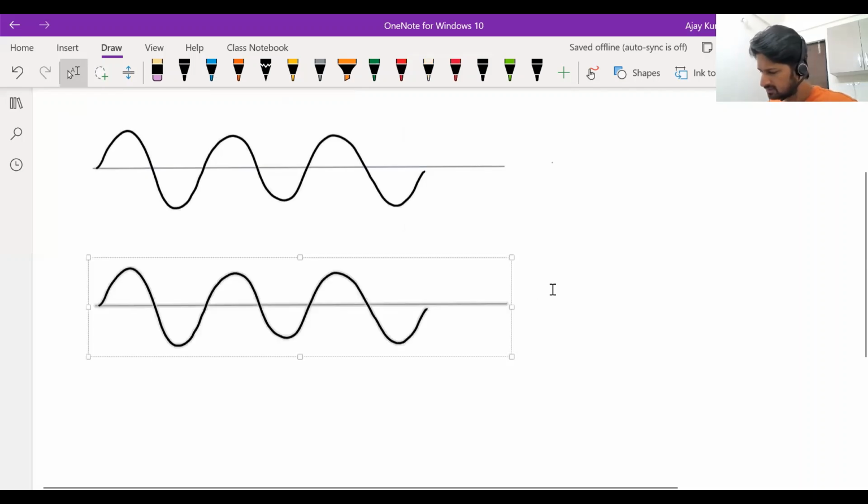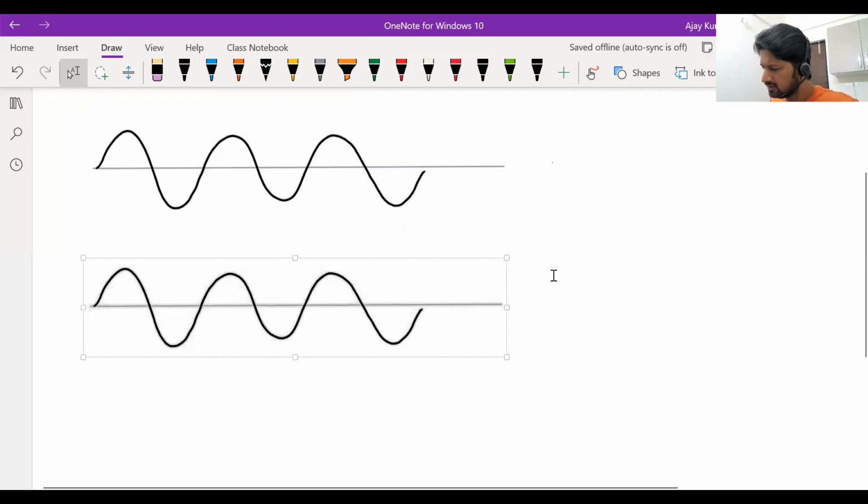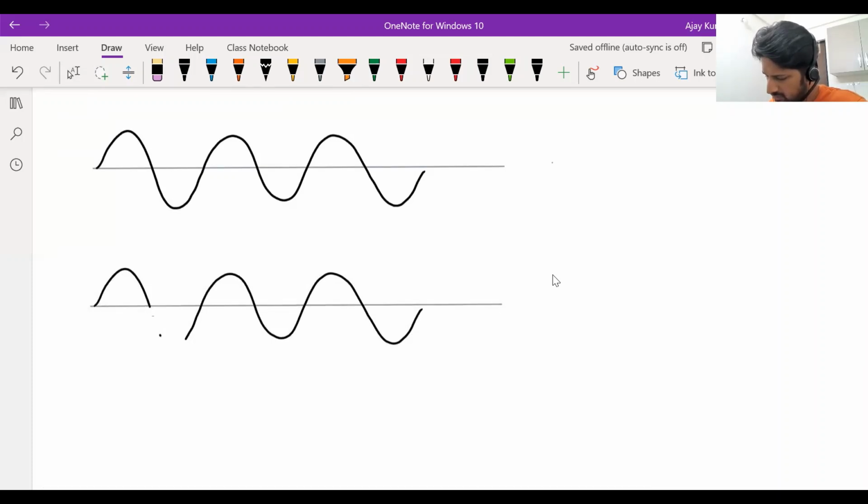So basically what happens, suppose you remove the negative half cycle, then the output you see will be like this. Right? It's a varying potential, it's a varying voltage, but it doesn't reverse its polarity. This kind of rectification is called half wave rectification.